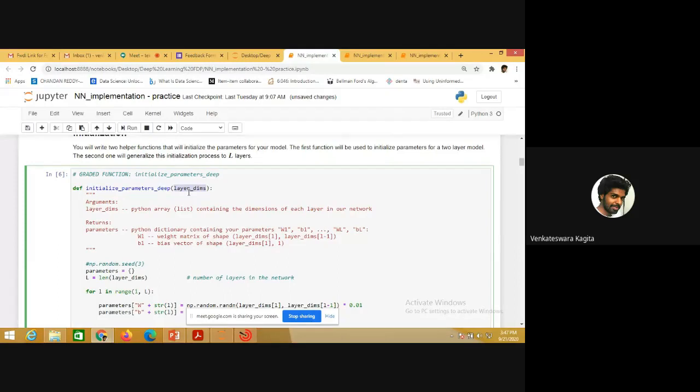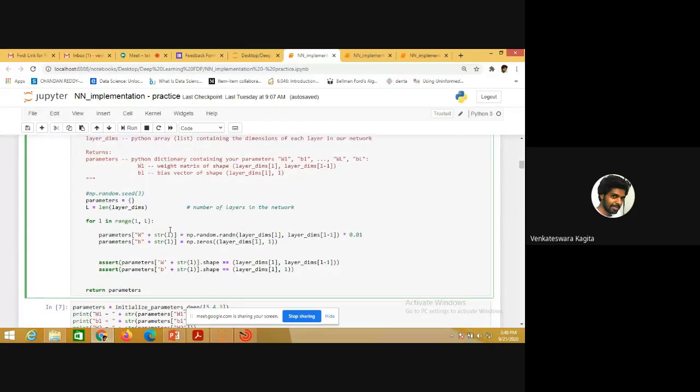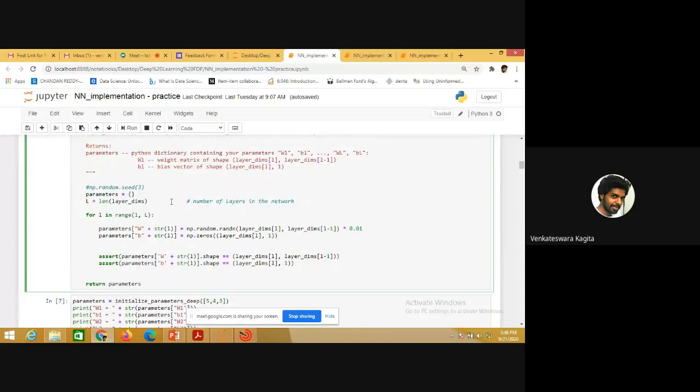So entry 2 specifies how many units there are at layer 2, and so forth. After getting those layer dimensions, I can initialize the parameters, correct? If I have 3 units at layer 2 and 3 units at layer 1, I can have a 3 by 3 parameter or weight matrix at that particular layer, isn't it? So like that I will initialize.